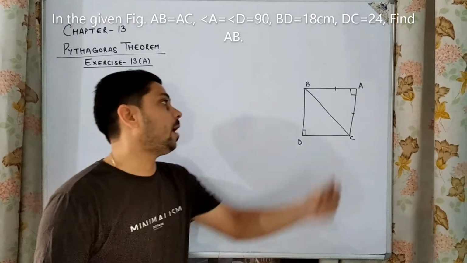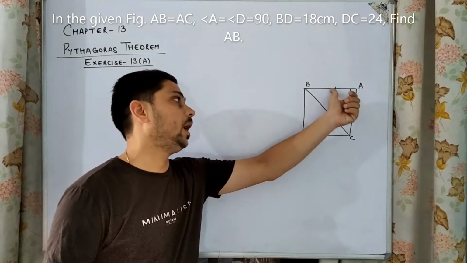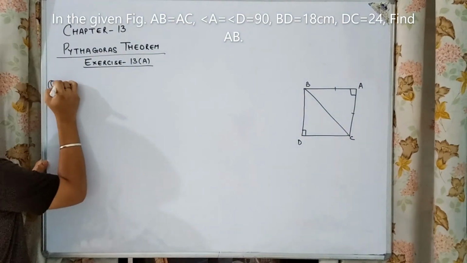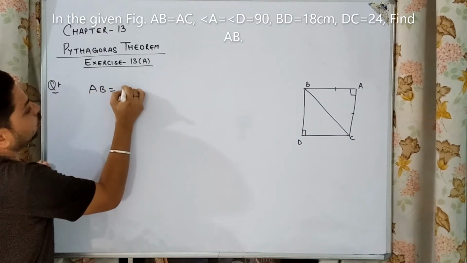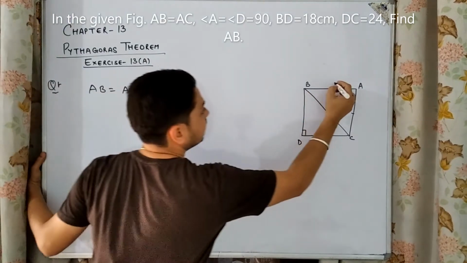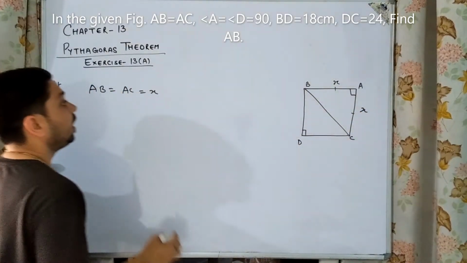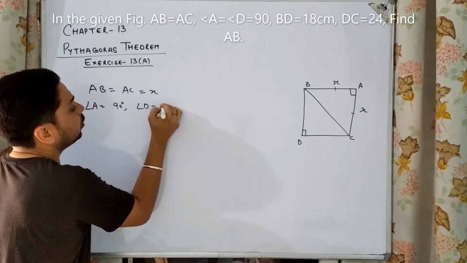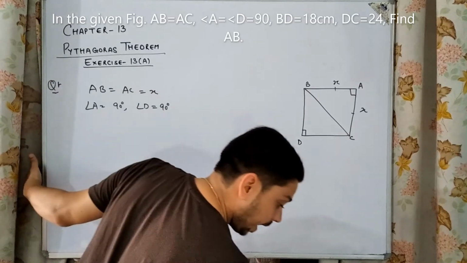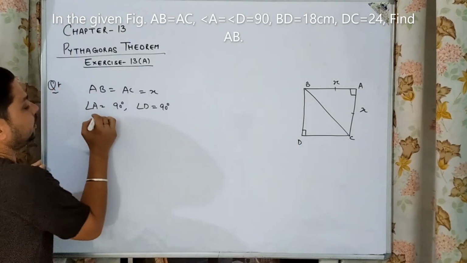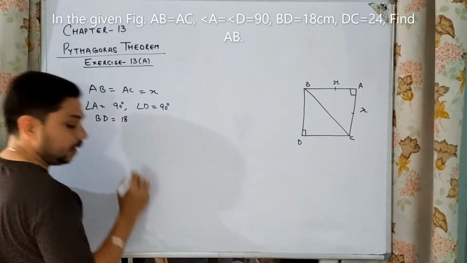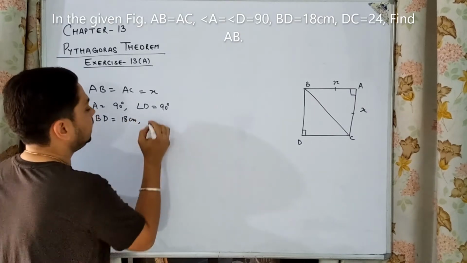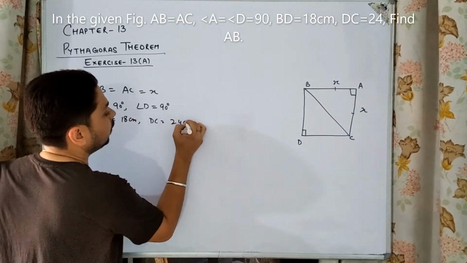In a given figure, we have AB is equal to AC here. Also, values we have given. AB is equal to AC. Let it be X. We'll take it as X. Then we have angle A is equal to 90 degree and also angle D is equal to 90 degree here. Okay, then we have also BD is equal to 18 centimeter and DC is equal to 24 centimeter here.